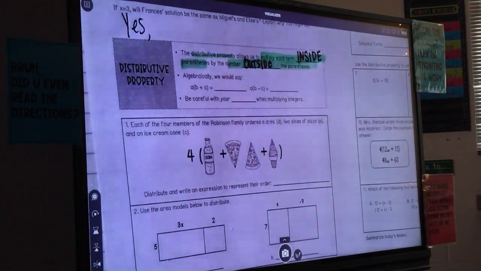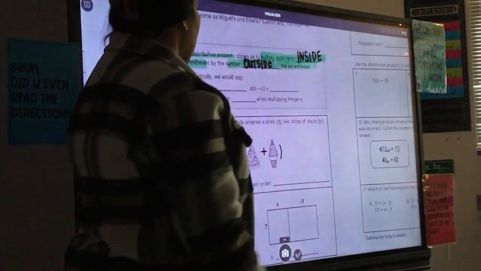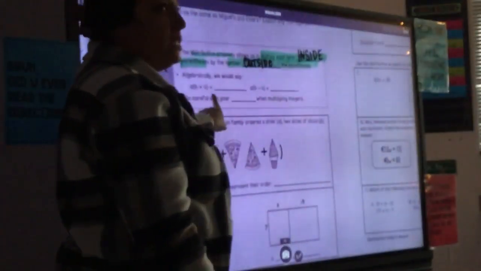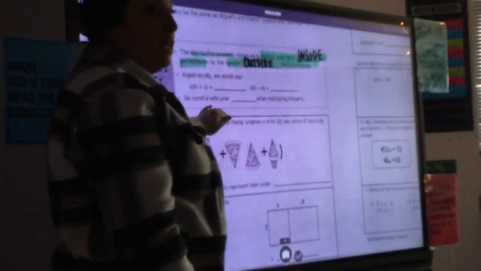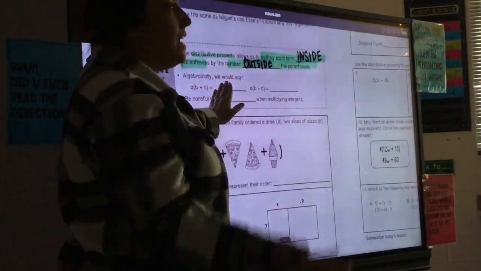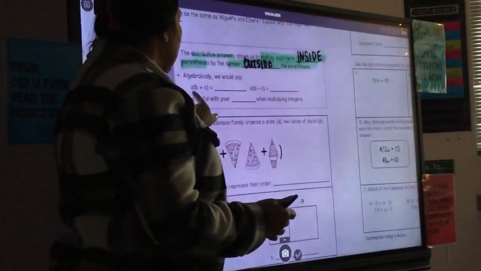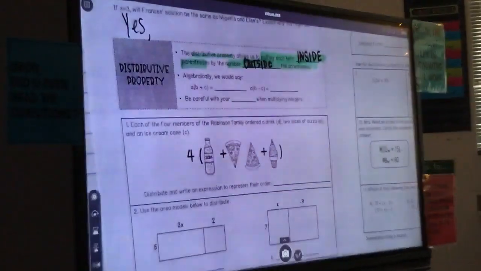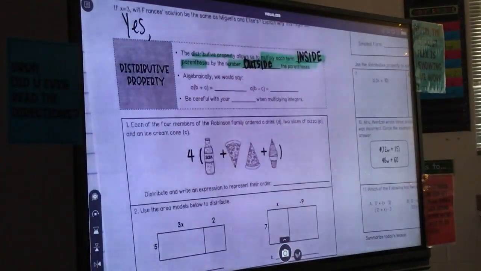All right, algebraically, we would say A times B plus C. So that's how you would say that. Now, if these were numbers, we'd say 3 times 4 plus 7, or whatever the numbers are. But to say this, the parentheses do not mean you do that first. Parentheses when you're doing distributive property means multiply.